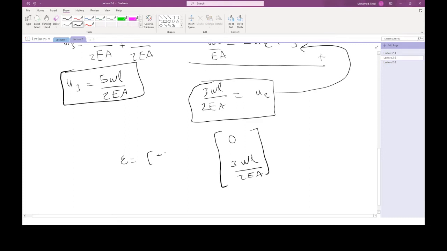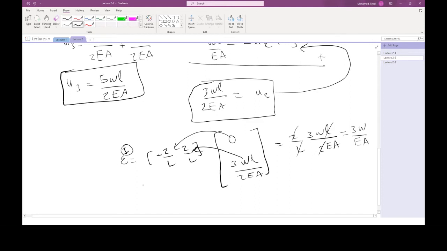So it is minus 2 over L and 2 over L, multiplied with 0 and 3WL over 2EA. So 0 is multiplied with minus 2 over L, and 3WL over 2EA is multiplied with 2 over L. The 2 will cancel with the 2, and the L will cancel with the L, and I'll be left with 3W over EA. So this is the strain I have in the first element.